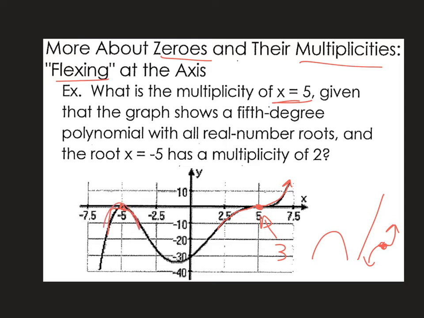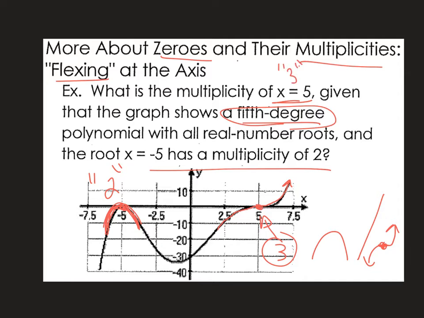Double back over here at negative 5. We know that that has a multiplicity of 2. So back on this idea of flexing, right? If this is a 5th degree polynomial, real roots of 5 and negative 5, this is going to be definitely a multiplicity of 2. And if it's a 5th degree polynomial, then I guess 5 minus 2 is going to give me a multiplicity of 3. So this has a multiplicity of 3.